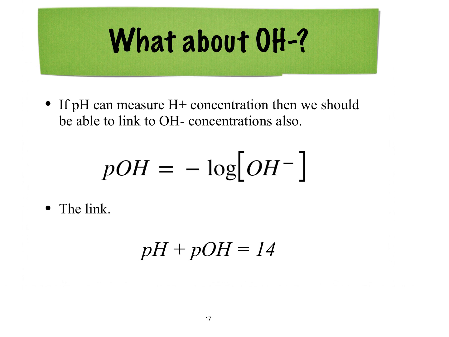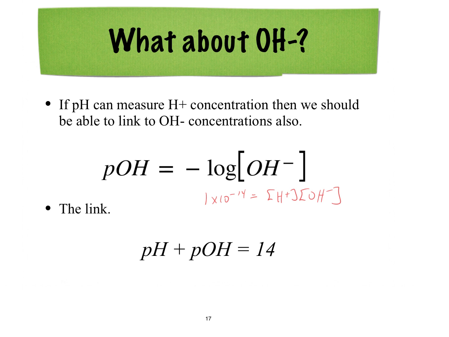I understand. But if pH can measure the H+ concentration, then pOH should be able to measure the OH- concentration, and it can. And so you can use the Kw expression, and if you know the concentration of H+, you can solve for the concentration of OH-, and then take the negative log of OH-, and you get the pOH.